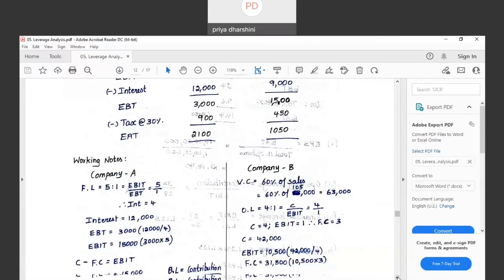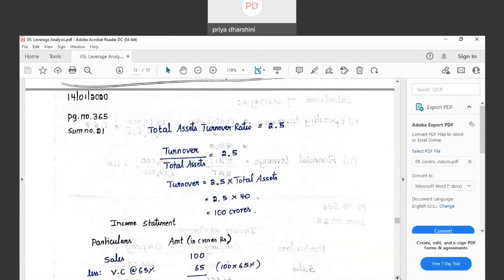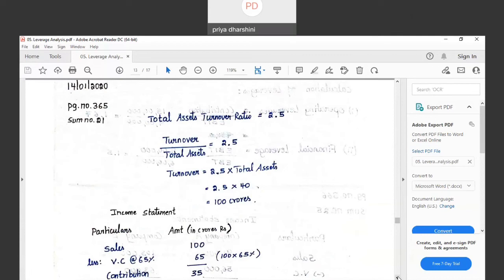Right. Now, please take question number 9. 9, I think so. 1 minute. No, not 9. 7. Limited has the following balance sheet. Is that 7 in your book? Question number 7.